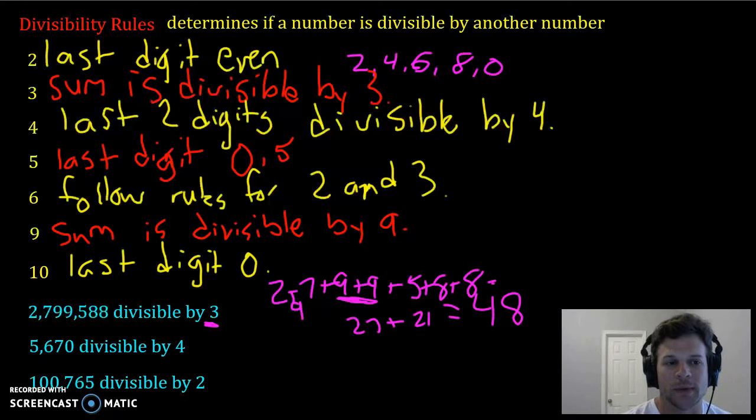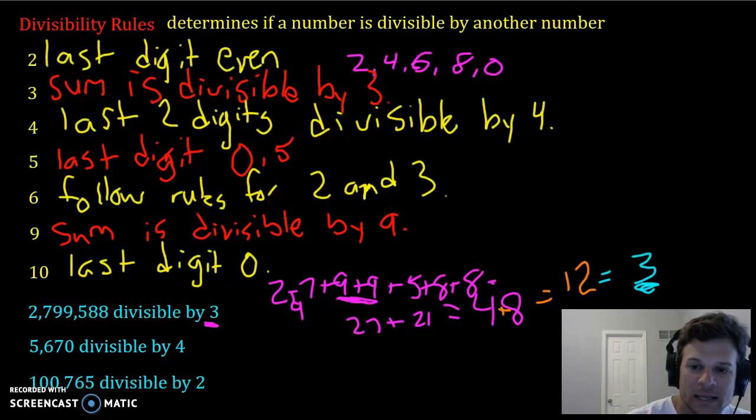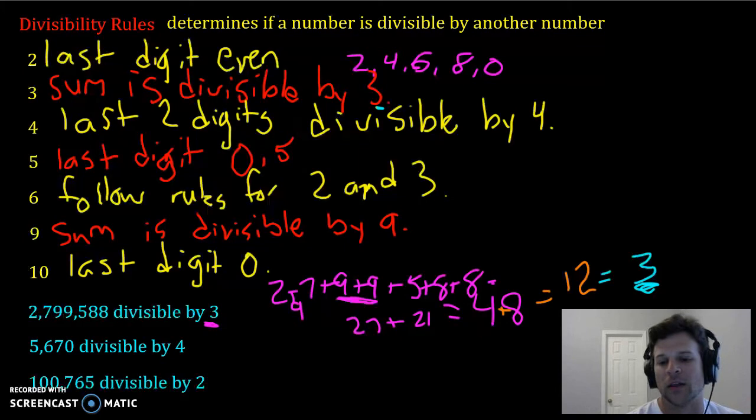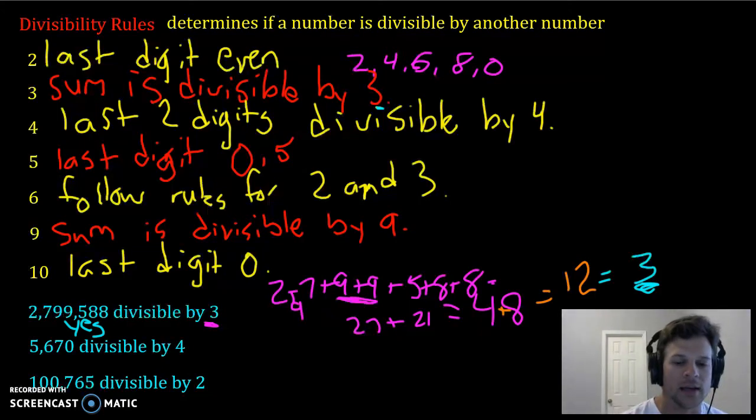Now I can tell right here, just by looking at it, that 48 is divisible by 3, because I'm familiar with my factors. But if you need to keep reducing, take 4 plus 8 to get 12, and hopefully from there you can see that 12 is divisible by 3. If you need to keep adding, 1 plus 2 is 3, and since that 3 is divisible by 3, then yes, the number 2,799,588 is divisible by 3. Now let's check the next one.